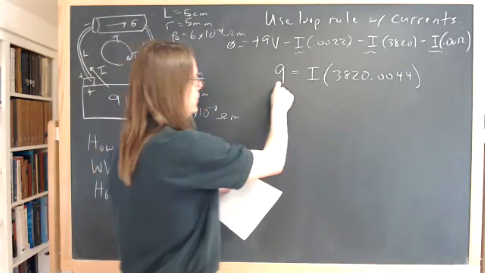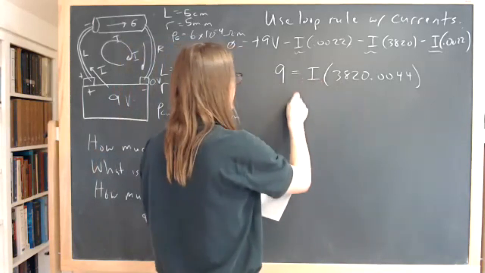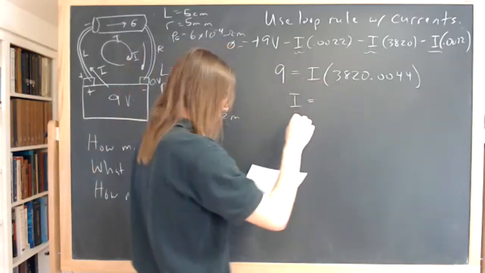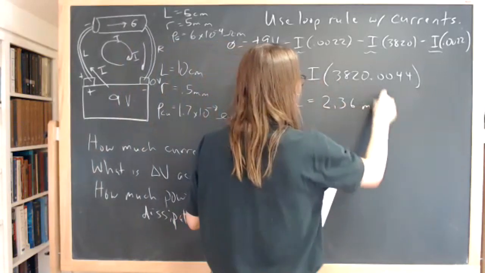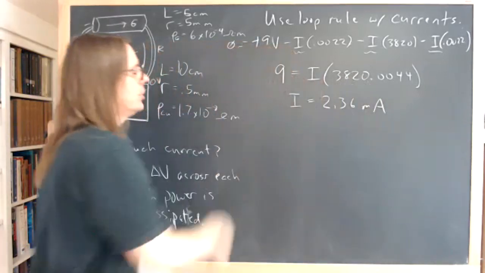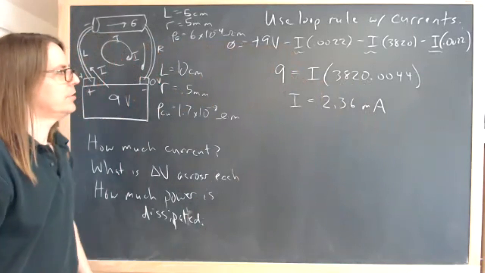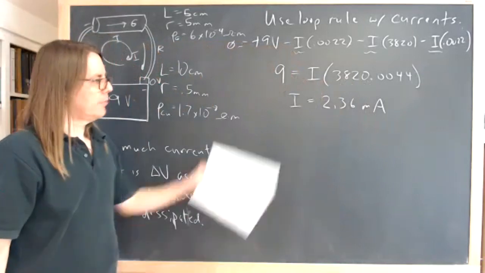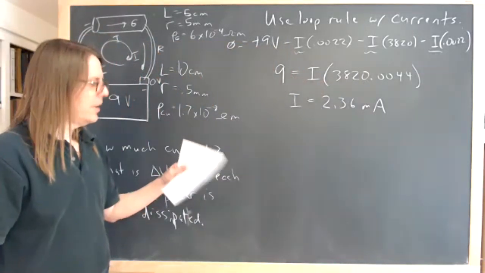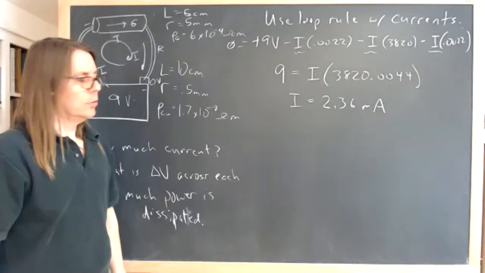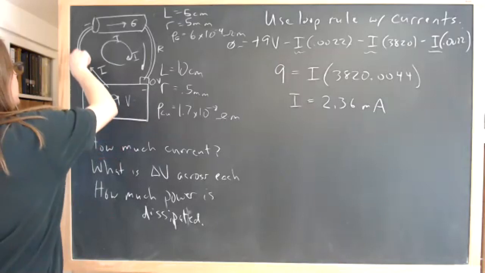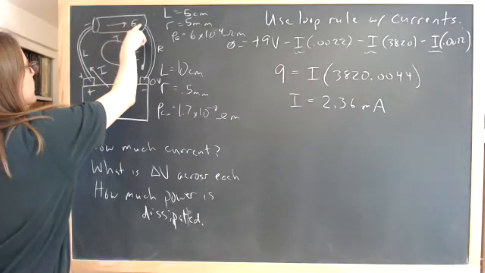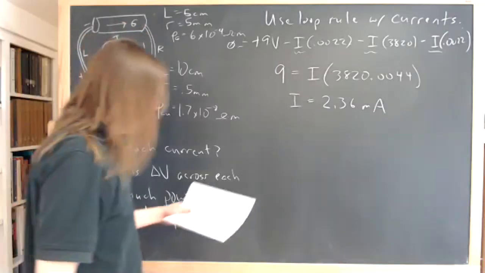Okay, so we have 9 is the current times that. So we get a current of 2.36 milliamps. Keep in mind, you would get a number much less than 1, 9 divided by 3820.044. So I've turned it into milli, so you can see that. So that was one question: what is the current in the circuit? 2.36 milliamps coming out of the battery, going through this wire, going through the resistive graphite, going through that wire.